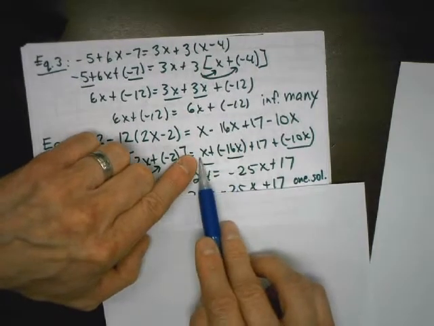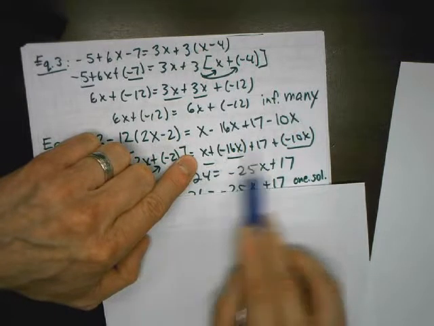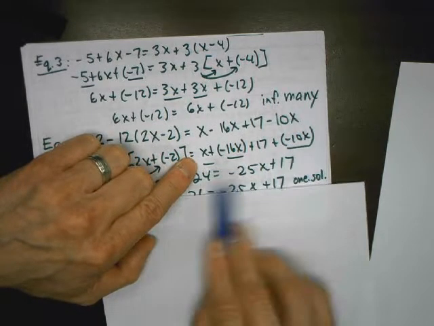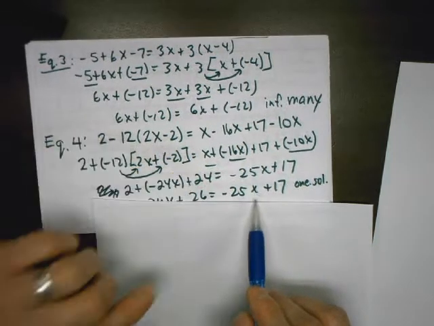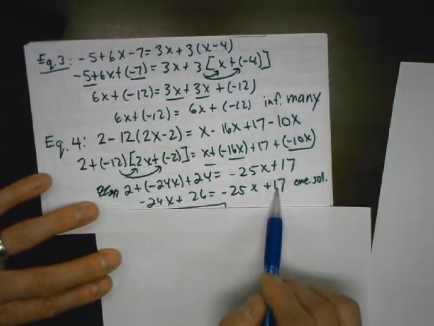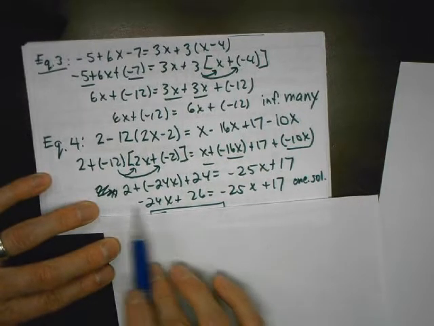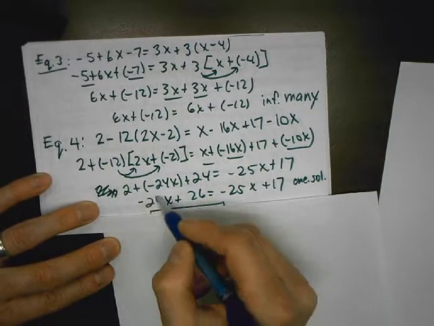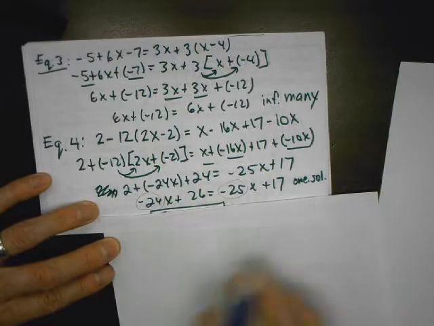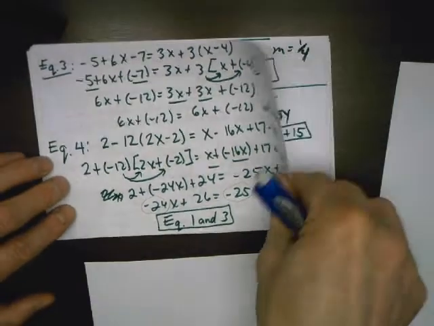I'm going to add all my x's. I got 1 positive x here, 16 negatives, 10 negatives. If I do all those together in teams, I'm going to get negative 25 x's plus 17. After I combine my like terms, I see that I have different coefficients. So again, that has one solution. So my answers are 1 and 3.